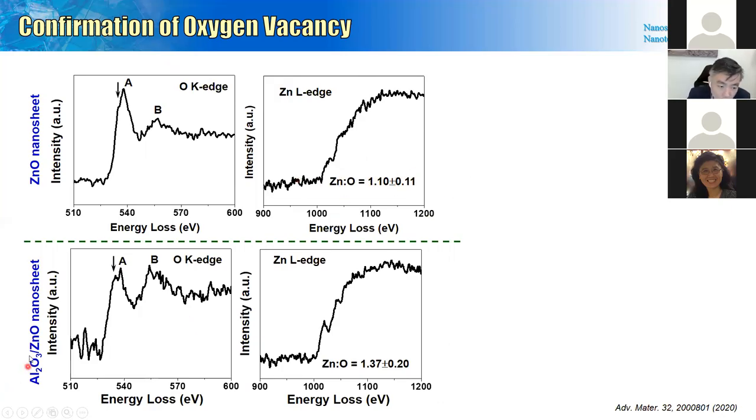And for this aluminum oxide and zinc oxide interface, at the zinc oxide level, we can see the zinc starting to build up a shoulder peak and oxygen also builds up a shoulder peak. Right? So this is a characteristic peak that marks the formation of oxygen vacancies. And also the ratio between zinc and oxygen becomes significantly higher, suggesting there's a significant oxygen deficiency in the zinc oxide layer.